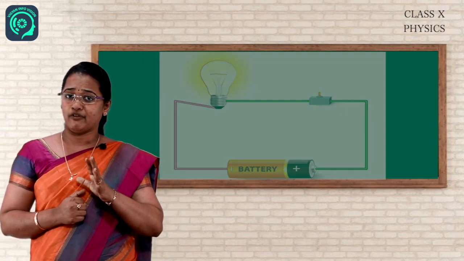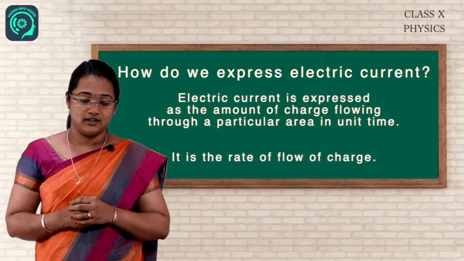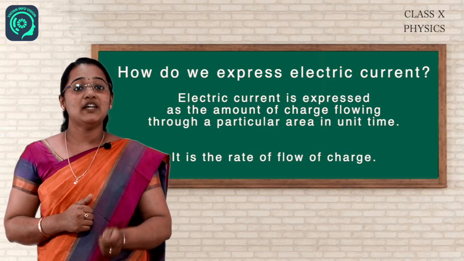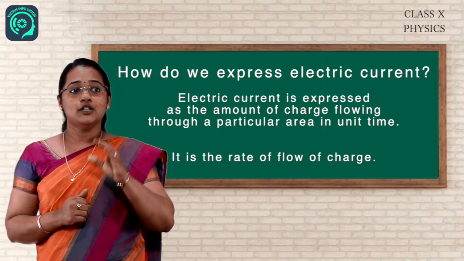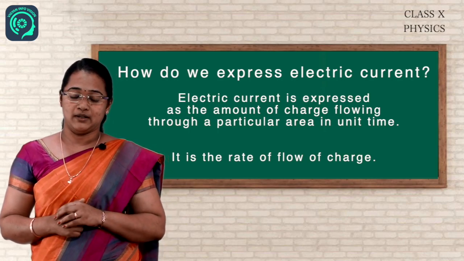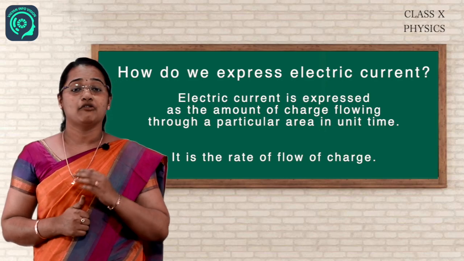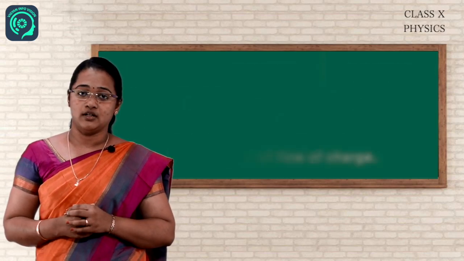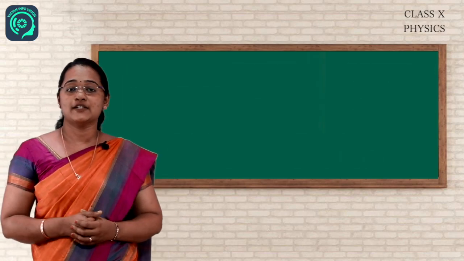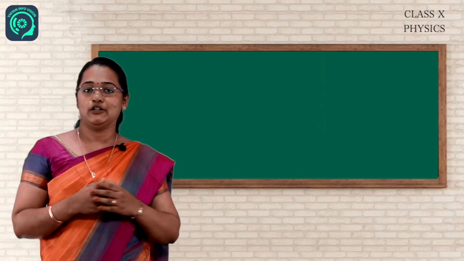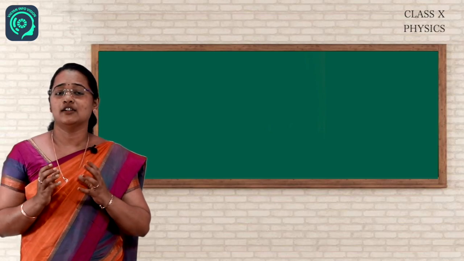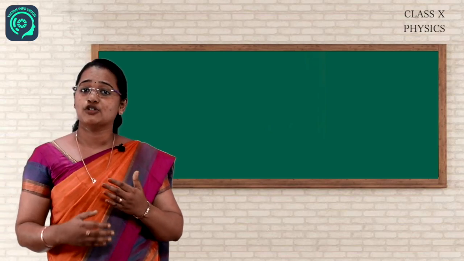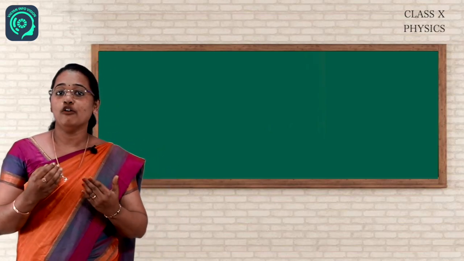So how can we define or express electric current? Electric current can be defined as the amount of charge flowing through a conductor through a particular area in unit time, or it is defined as the rate of flow of charges. Electric current is found to flow from the positive terminal of the battery to the negative terminal of the battery. So conventionally we take the flow of current to be opposite to the direction of flow of electrons.